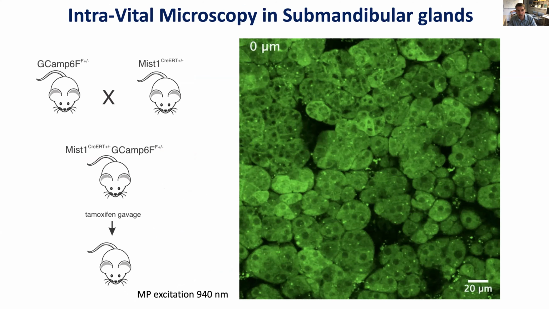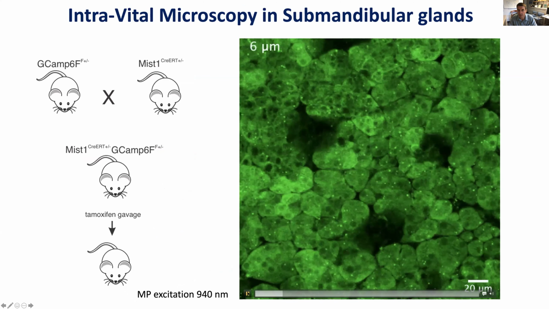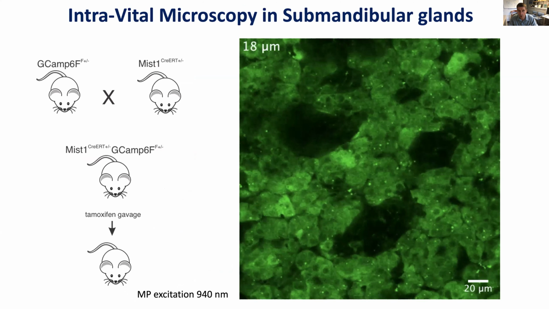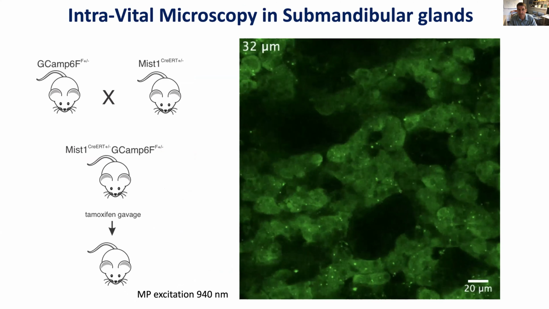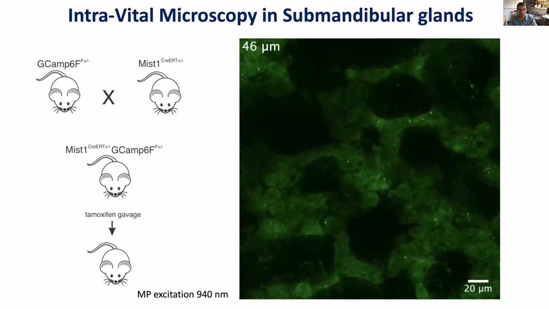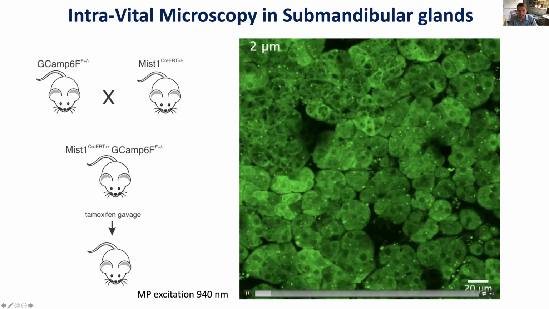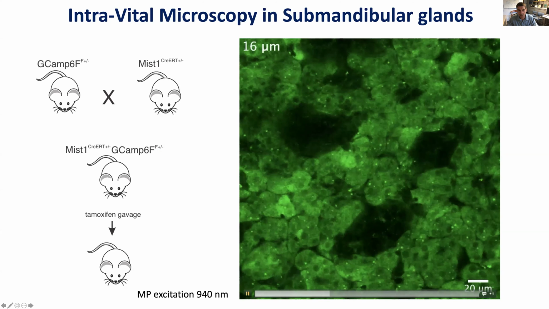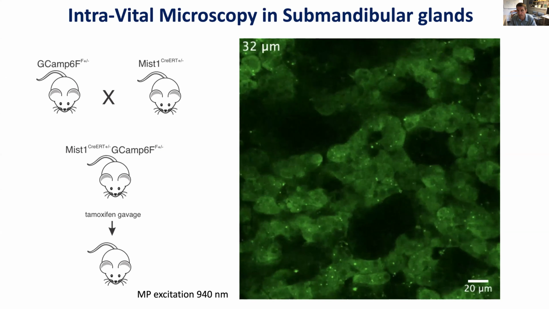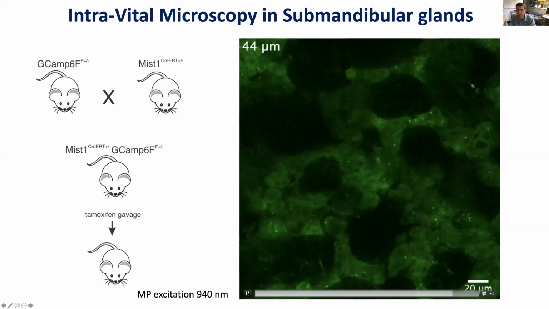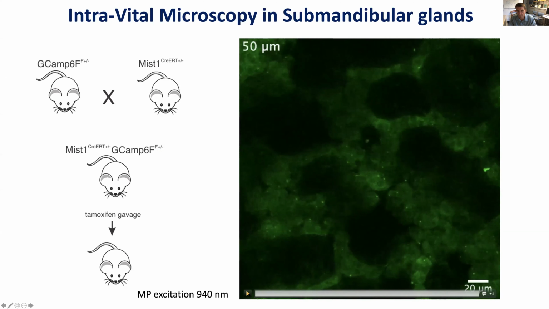So essentially we breed a mouse that will drive the expression of the probe in one particular cell type. So this is in the acinar cells. GCaMP6f is the indicator, and the MIST promoter drives this expression in acinar cells. You can see these big black holes in the middle here. These are essentially where the ducts would be. So all we're measuring from is acinar cells. So next slide.